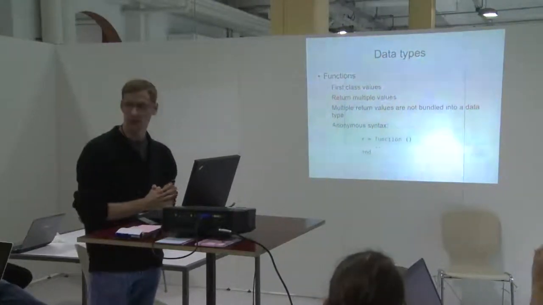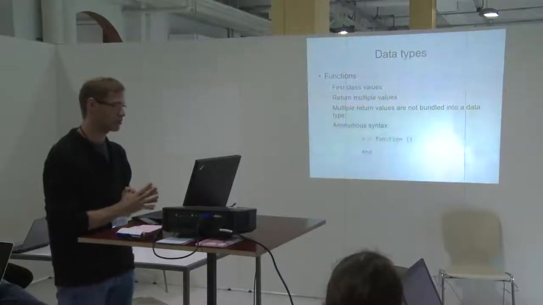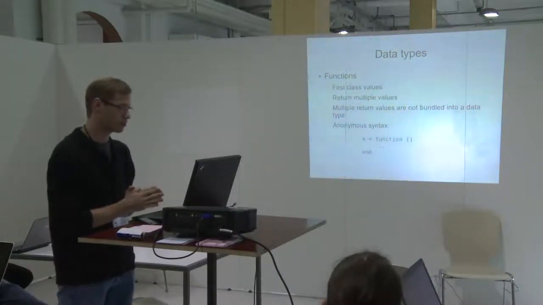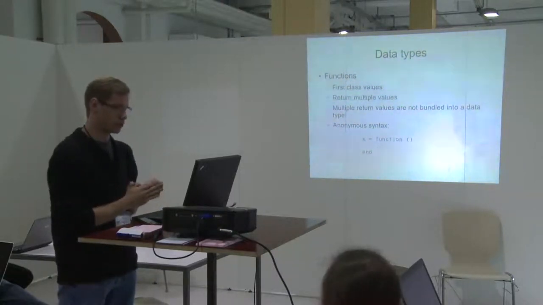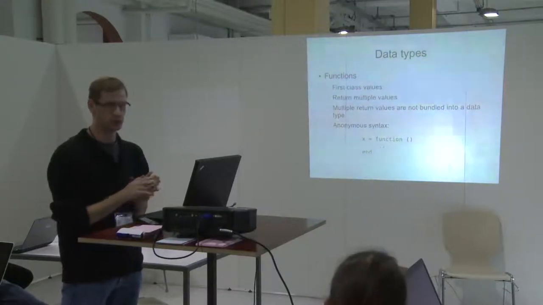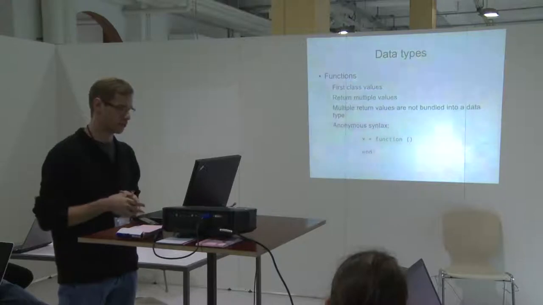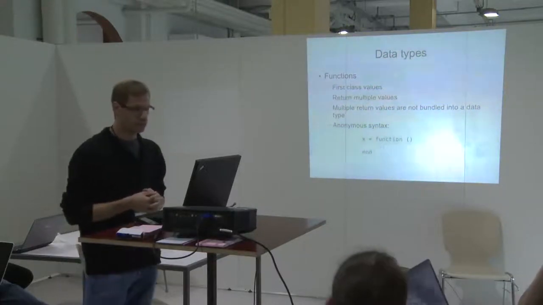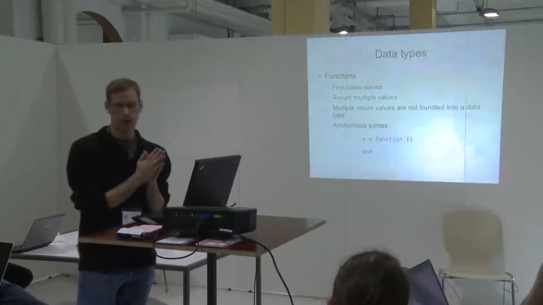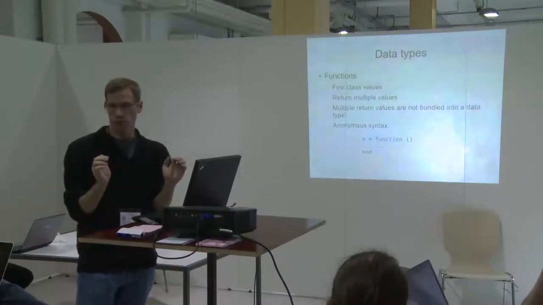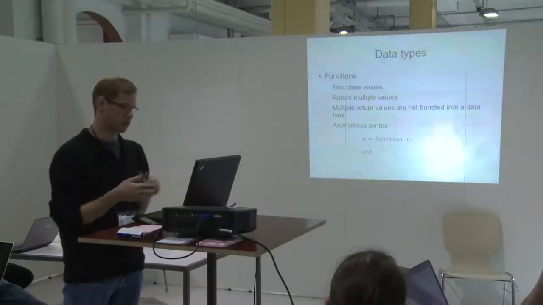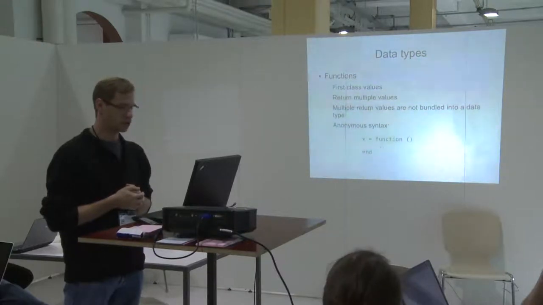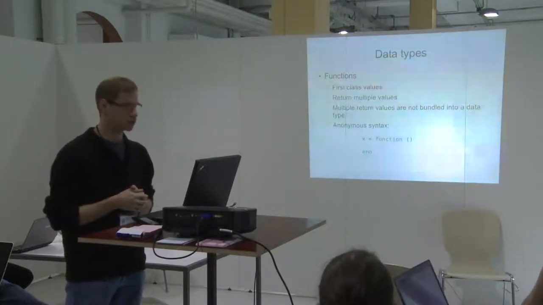Functions in Lua are first-class values, similar to JavaScript and other functional languages. Fairly unusual feature, they can return multiple values. So you just use return and then a list of values that it's going to return. The multiple return values are not bundled into a data type. They only really exist in the one statement where you're calling the function. So you then have to bundle them into a table if you want to keep them. And you can have anonymous functions with pretty much the same syntax as in JavaScript, just by omitting the function name.